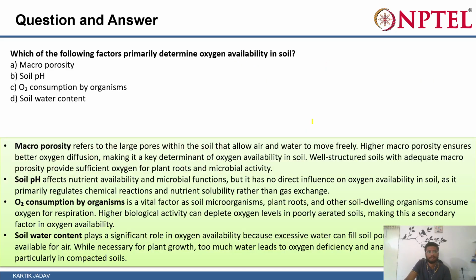Next question: which of the following factors primarily determine oxygen availability in soil? Oxygen availability is related to air movement. So we know that soil pores are the major factor, particularly macropores, that is, a size greater than 0.08 mm, which govern the oxygen availability in the soil. So the correct answer is option A.